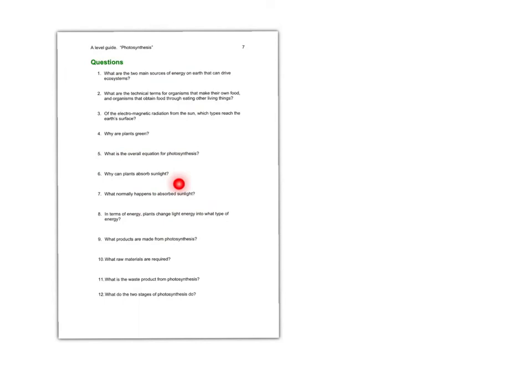And what do the two stages of photosynthesis do? Well, the first stage of photosynthesis, remember, is the light reactions. That's using photosystem 1 and photosystem 2. Remember that the whole point of the light reactions is to excite electrons to get the energy from the sunlight. So they capture the energy from the sunlight and transform it into energy that can be used in the Calvin cycle to make sugar. So we need to make ATP and NADPH, and we do that in the light reactions.